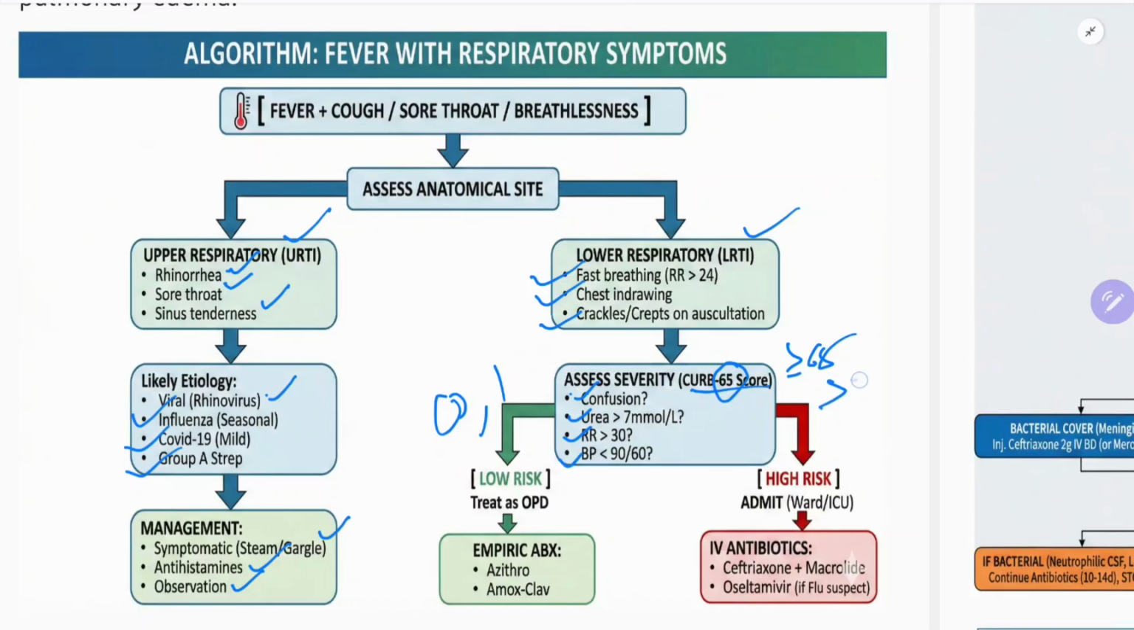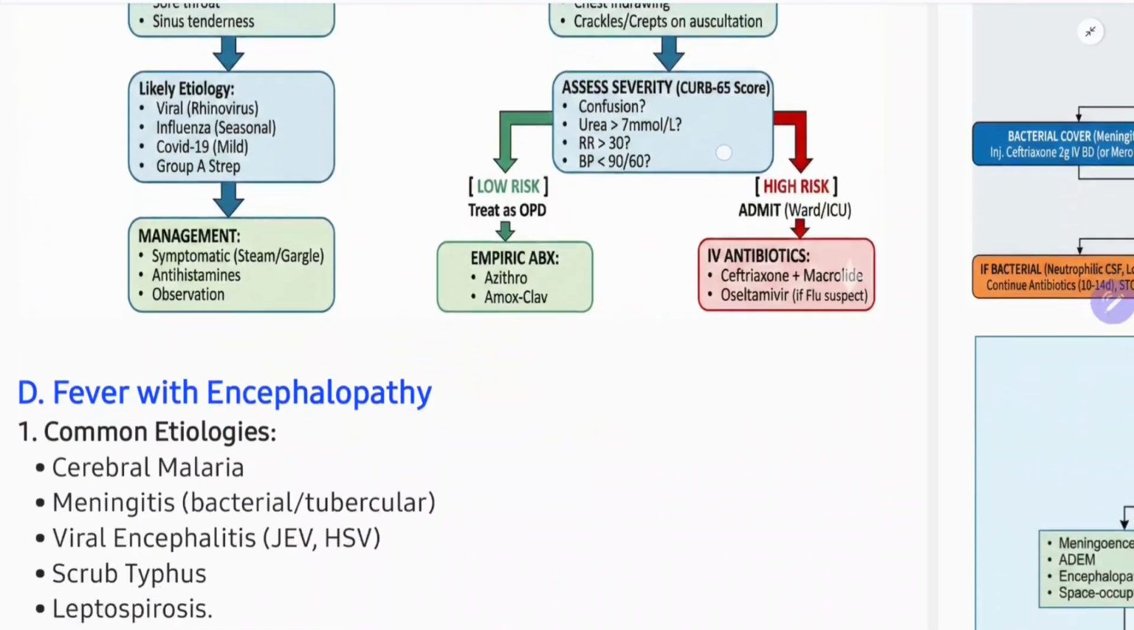If the score is more than or equal to 2, then it is considered high risk. So low risk patients should be managed as OPD, given empiric antibiotic therapy like azithromycin or amoxiclav. High risk patients should receive three things: ceftriaxone, azithromycin, and oseltamivir, depending upon the common etiologies. That's about fever with respiratory symptoms.